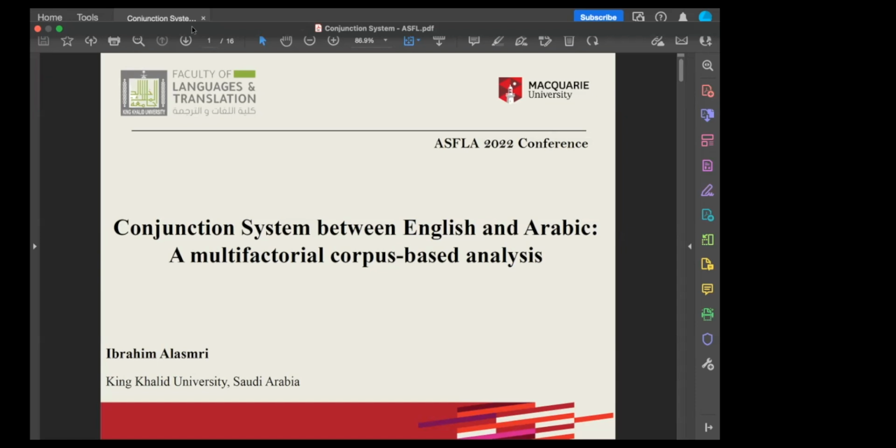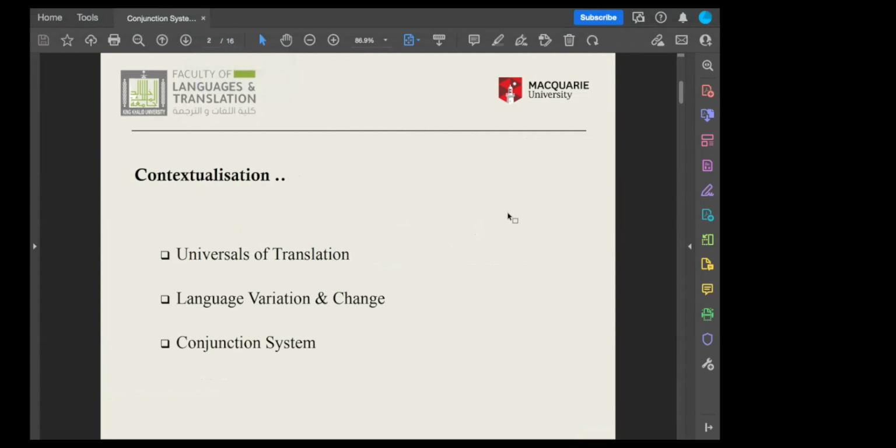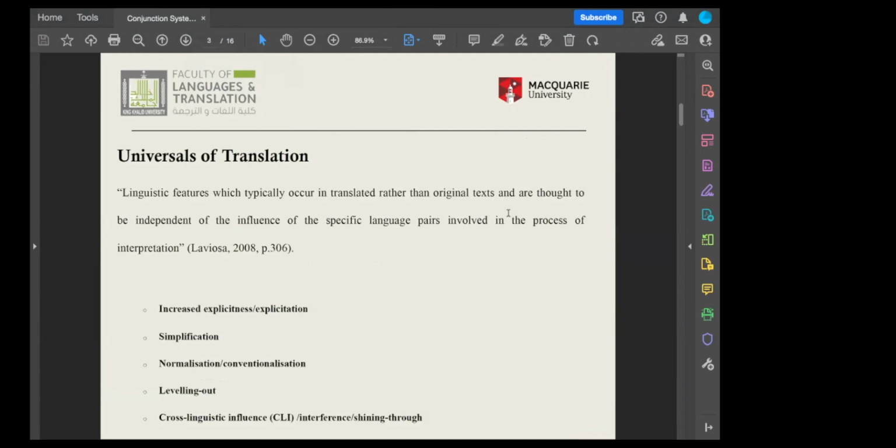In my presentation, I will briefly review the main concepts and theoretical frameworks that underpin my study. That includes the concept of universals of translation, also language variation and change, and finally the conjunction system. Starting with the universals of translation, or what's called recurrent features of translated language.